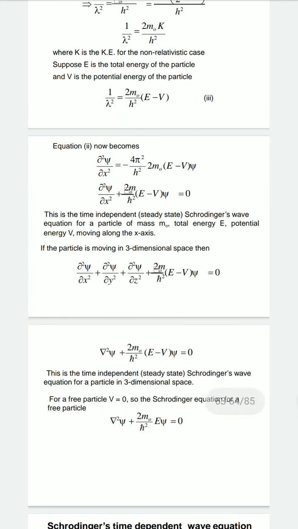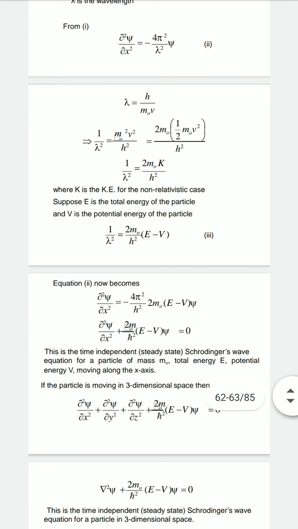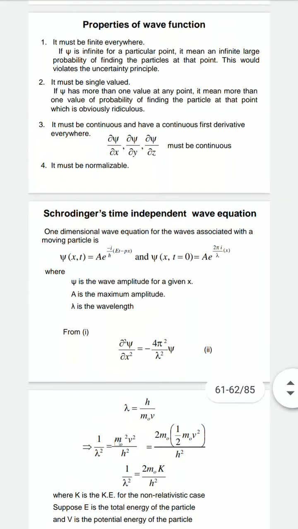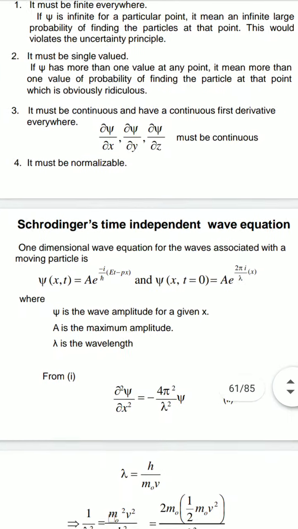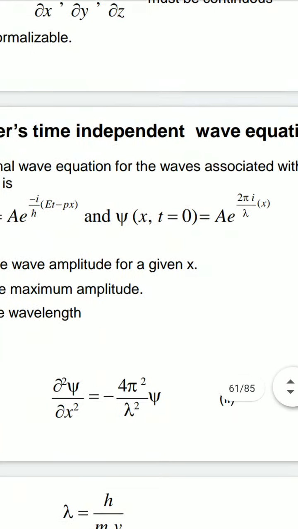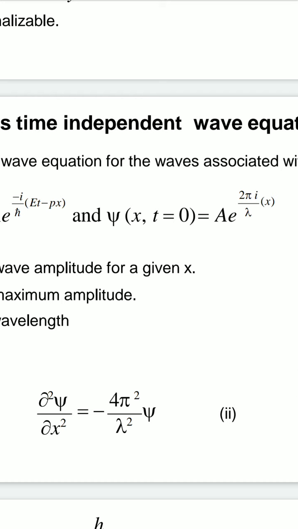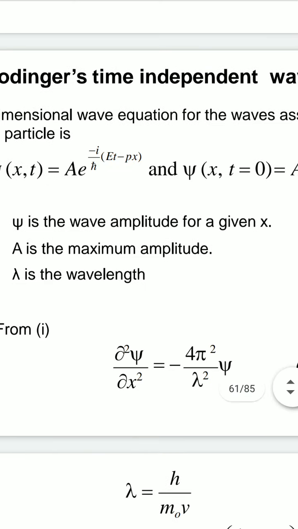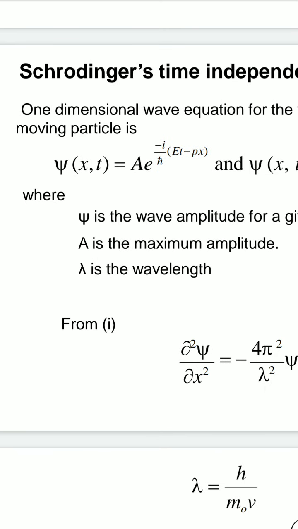Okay, this is the Schrodinger wave equation, which is time independent. And how did we get the time independent wave equation? We just took the wave function psi as a term which is not depending on time. See here, it is not depending on time. Psi is equal to A into e raised to 2 pi i x by lambda. That is the equation which we took, which is not depending on time. That is why we got the time independent Schrodinger equation. If you take the first equation, which is depending on time, then you will get the time dependent Schrodinger equation. Okay, that I will teach you next class.